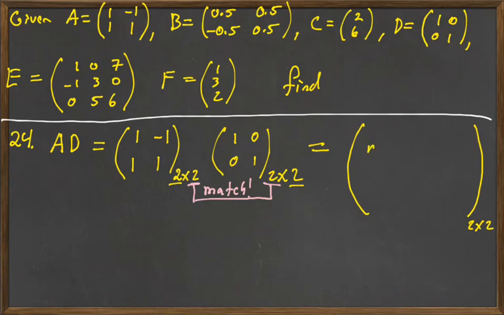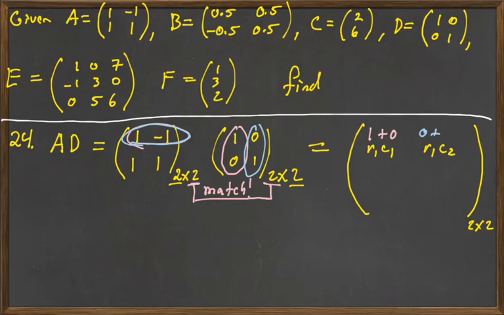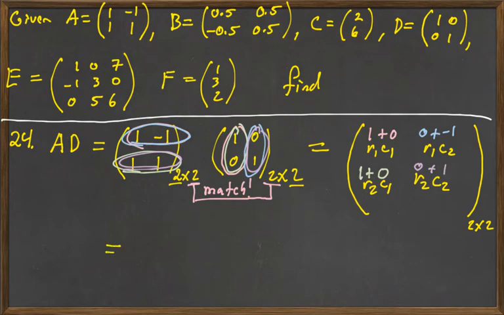It's going to have row 1, column 1: 1 times 1 is 1, minus 1 times 0, 0. Then row 1, column 2: 1 times 0 is 0, negative 1 times 1 is negative 1. Row 2, column 1: 1 times 1 is 1, 1 times 0 is 0. And then finally row 2, column 2: 1 times 0 is 0, 1 times 1 is 1. We'll go ahead and simplify that: 1, minus 1, 1, 1.